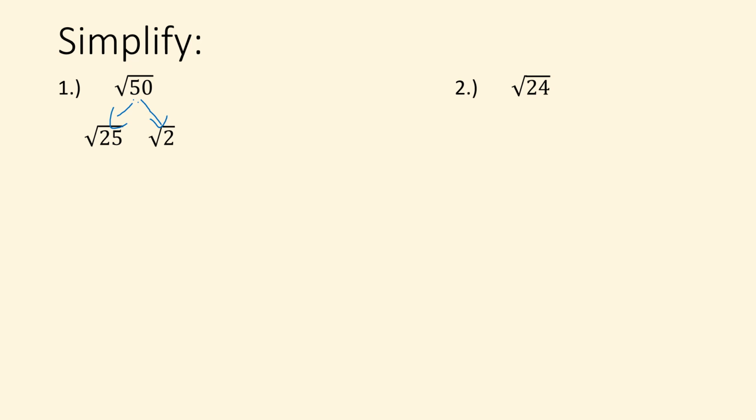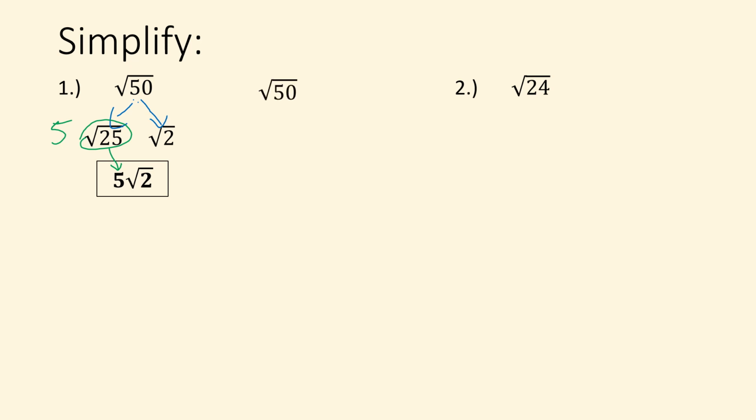Now I like seeing this 25 here because I know that 25 is a perfect square. The square root of 25 is 5, which means we can write our answer: 5, that came from the square root of 25, and then that radical 2 is left over. So the simplest radical form of radical 50 is 5 radical 2. Okay, let's do the same problem a different way.